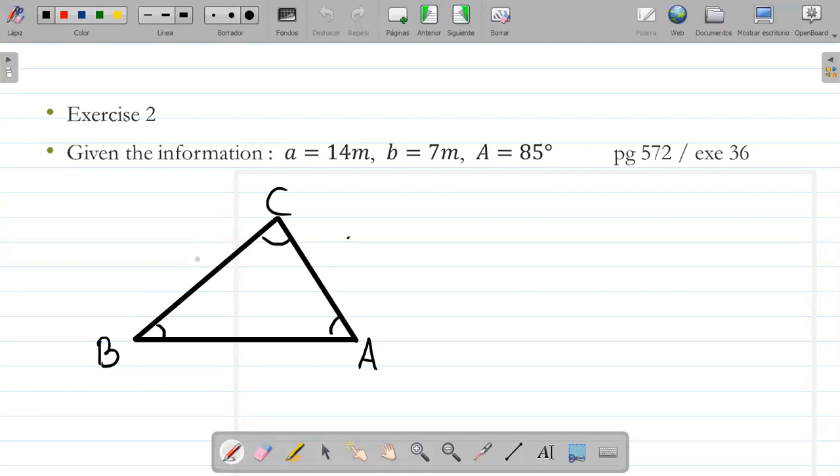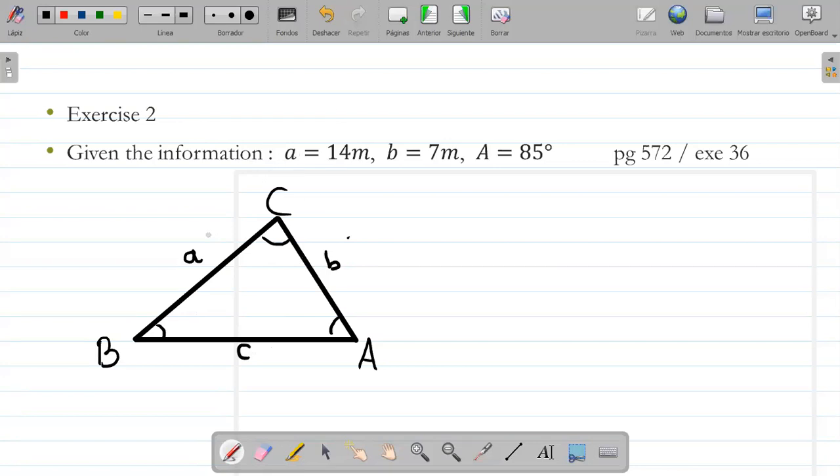So what's the side that goes in here? A, B, or C? I'm talking about that side. A. That's going to be A, because it's the corresponding one of angle A. So what is this one? B. That's going to be B. This is the corresponding one of B. And the last one is going to be C. So fitting the information we have in our exercise.